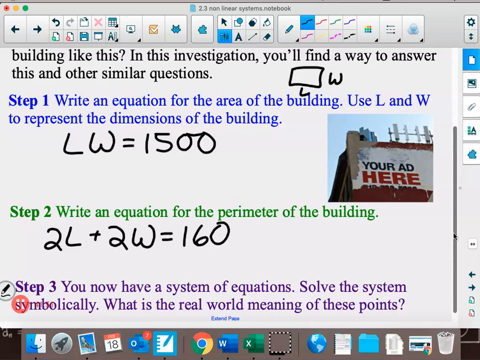2 equations, 2 unknowns. I would solve by substitution. Personally, I would solve this equation for either L or W. Before you do anything, what can you divide everything by right off the bat? 2. So if you divide everything by 2, you get L plus W equals 80. I want you to solve this for either L or W, I don't care which one, and substitute it up into this equation and see what happens. So take a minute, solve for either L or W, substitute it up here.